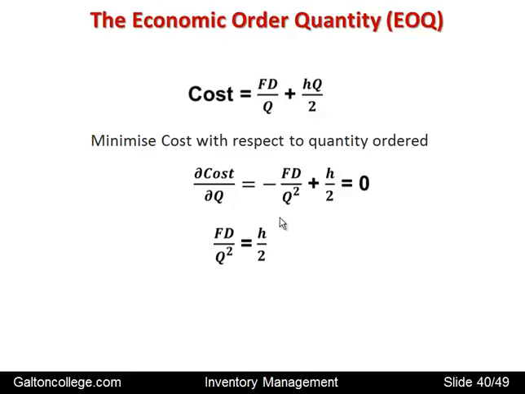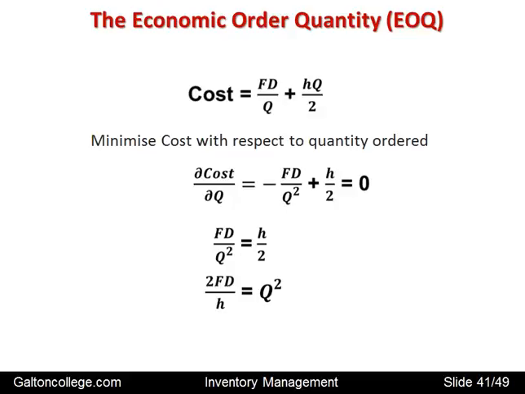Now, given we've got this set equal to 0, we can take this minus and take it over to the other side, rewrite it, and we've got this one here. So this expression here, FD over Q squared plus H over 2, by rewriting it, because we've got a minus sign here, we can get this relationship here.